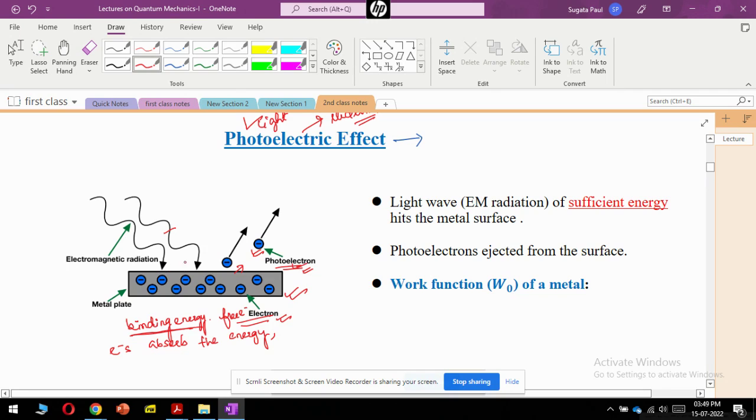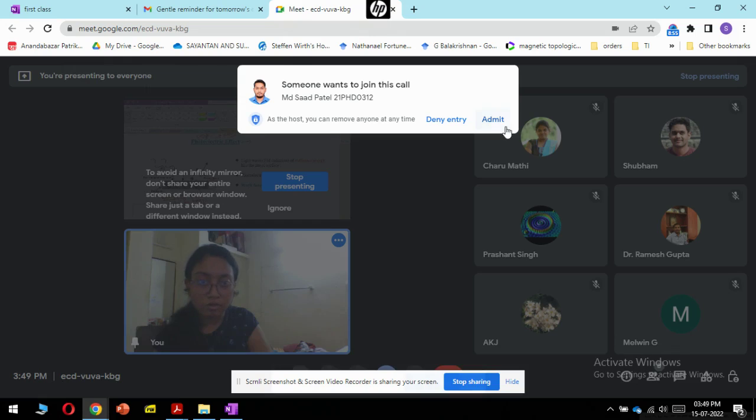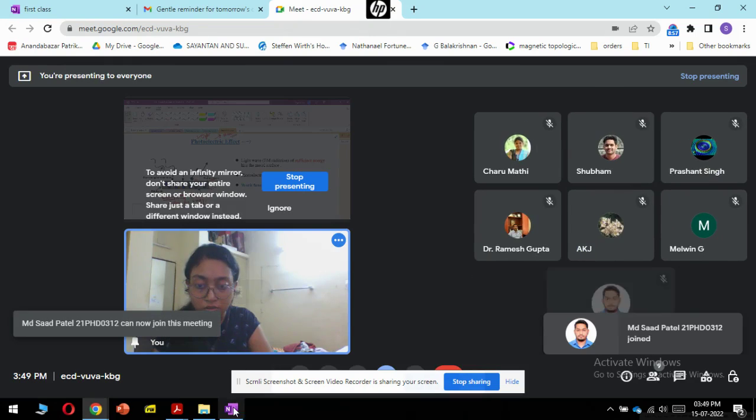and if the incident radiation is sufficiently energetic, like this point, okay, another person joined.